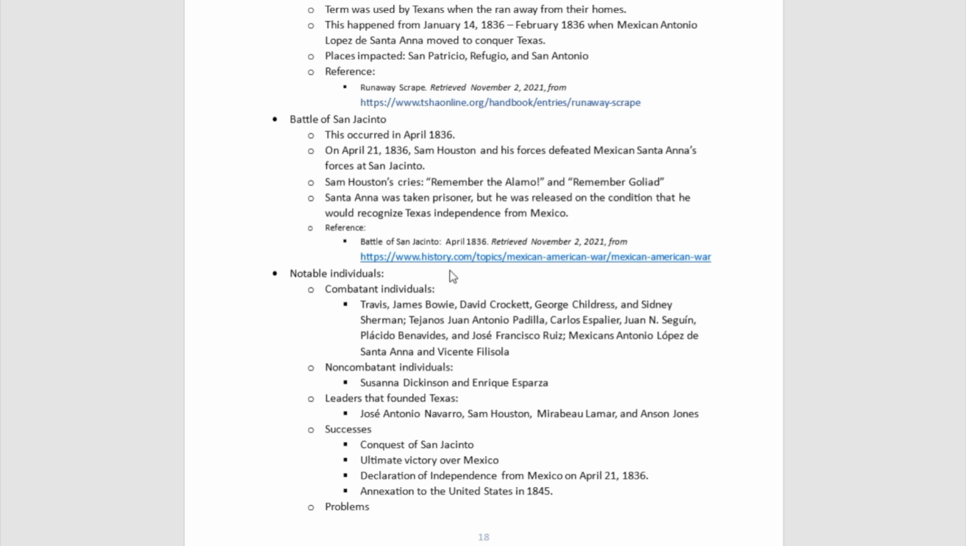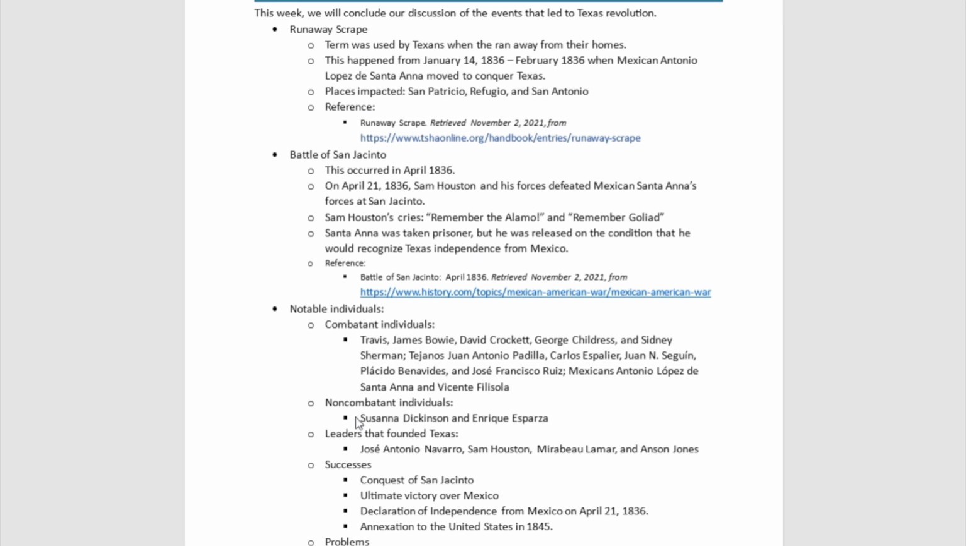Notable individuals were combatant individuals like Travis and James Bowie, David Crockett, George Childress, Sidney Sherman, Tejanos Juan Antonio Padilla, Carlos Espalier, and Juan Seguin, and all these other people. They were really combatant people who were involved in the battles of those days. There were other non-combatant individuals as well, like Susanna Dickinson, Enrique Esparza, and leaders that founded Texas, well, Jose Antonio Navarro, Sam Houston, of course, Mirabeau Lamar, and Anson Jones.